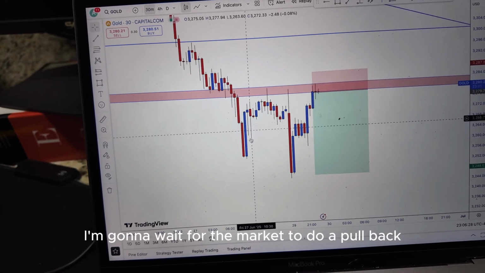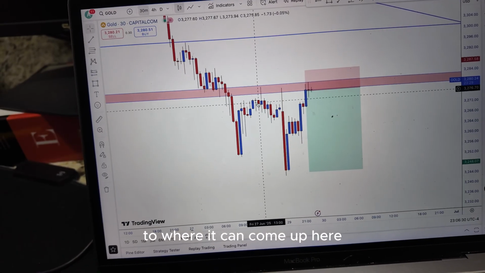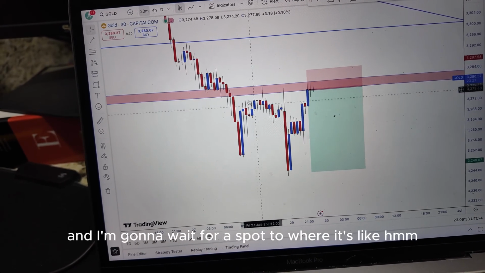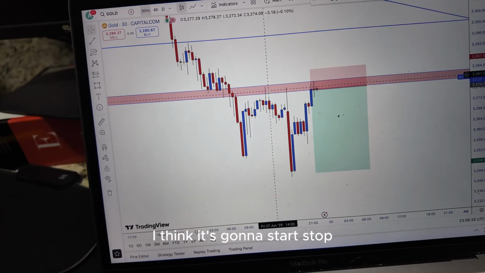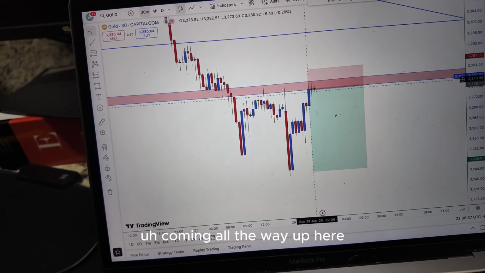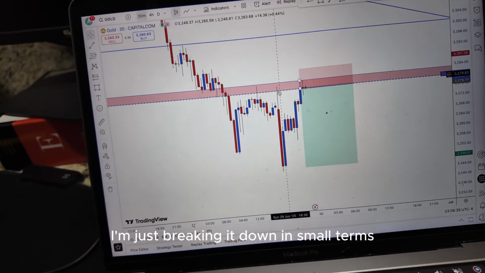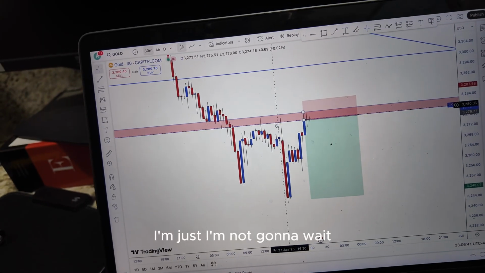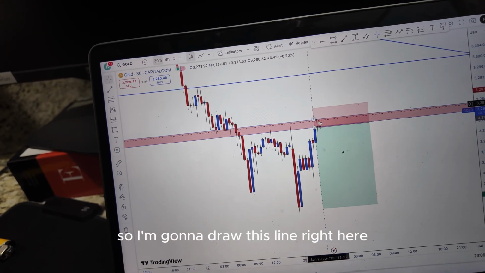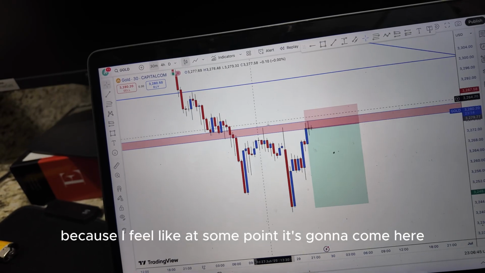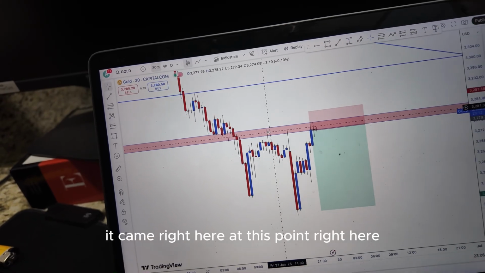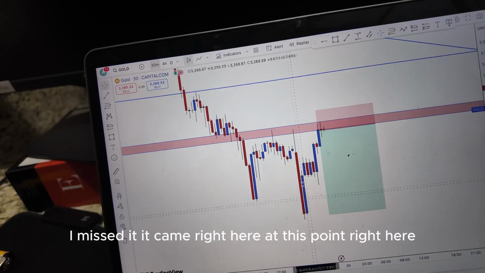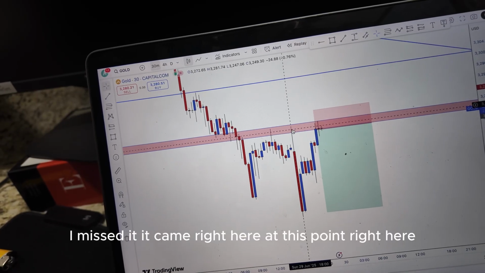I'm gonna wait for the market to do a pullback to where it can come up here, and I'm gonna wait for a spot where I think it's gonna stop coming all the way up here. I'm just breaking it down in small terms. So I'm gonna draw this line right here because I feel like at some point it's gonna come here. It came right here at this point. I missed it.